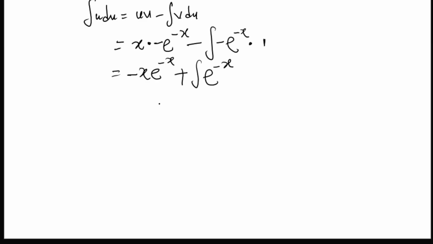Now remember, we are to integrate what we have here. Integrating what we have here, we'll simply have this to be equal to minus x exponential minus x plus, if we integrate this, we'll simply have minus exponential minus x plus c. Why are we adding plus c? Because this is the end of our integration.